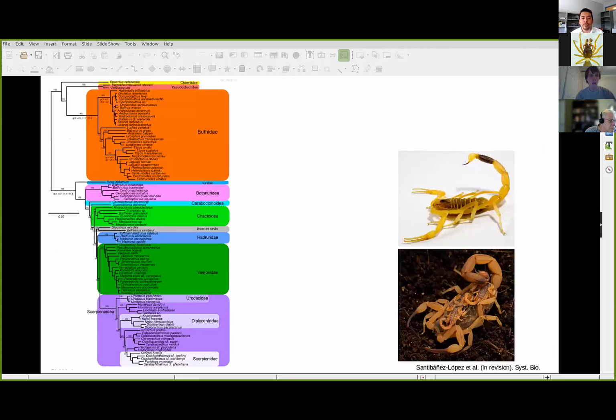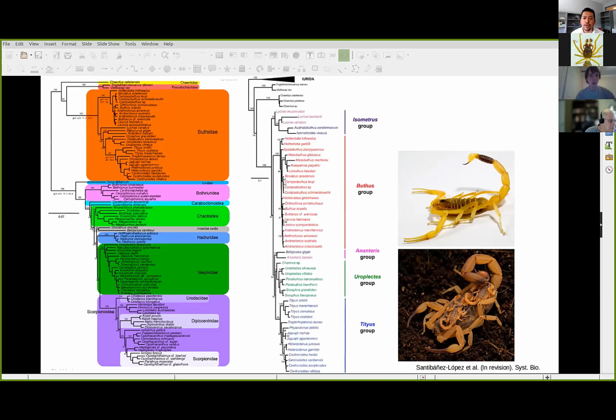Okay, so this is the topology that we recovered. Again, we recovered essentially the division that Sharma and collaborators presented in 2015. Both parvorders were recovered monophyletic. Buthida, which comprises three families, Buthidae, Microcharmidae, and Pseudochactidae, and then the other one, which is Iurida, represented by the rest of the colors, which includes the other 19 families. Unfortunately, we still have some gaps to fill in the Iurida, but like I said, we are continuing to address these issues in the future.